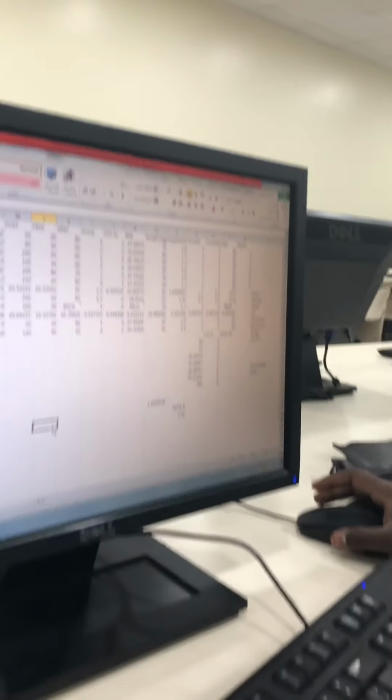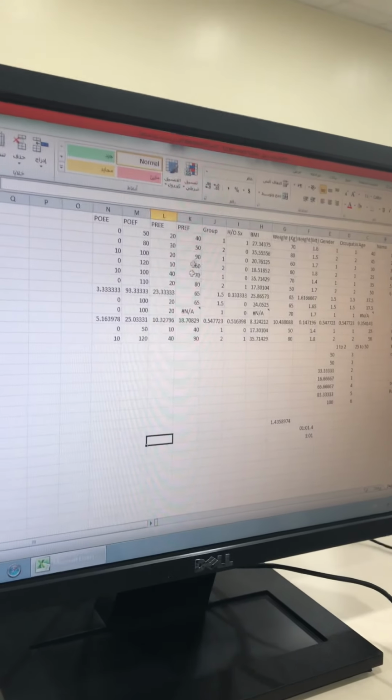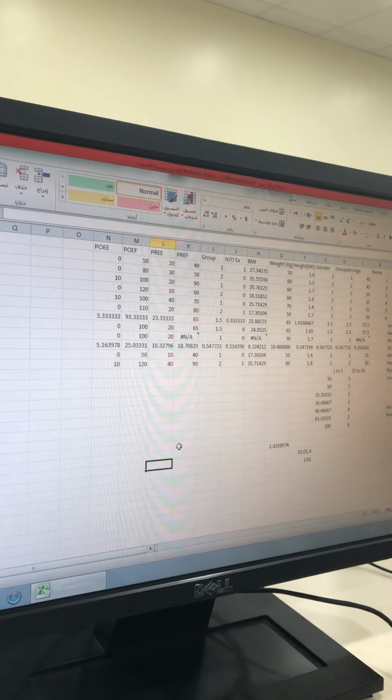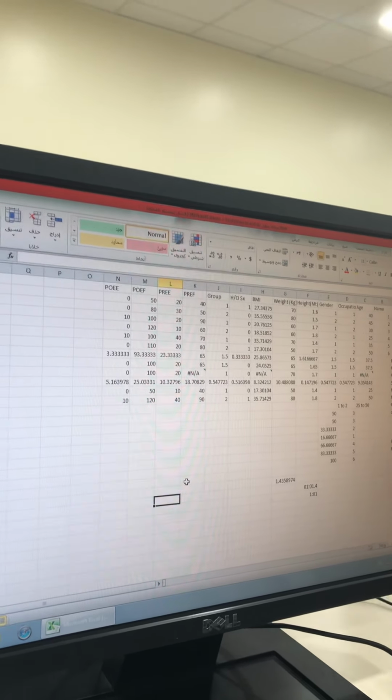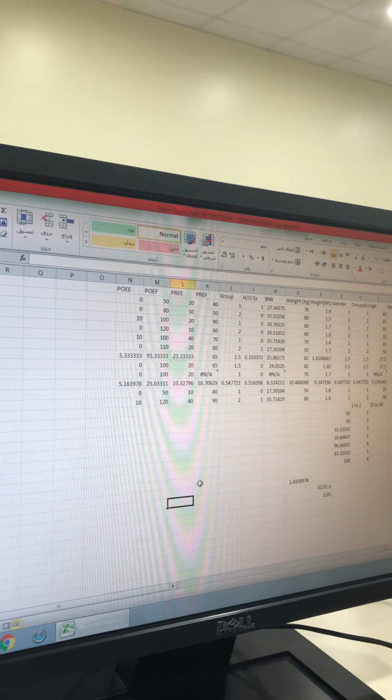Next one is bivariate analysis. That means analyzing two variables in terms of pre-post analysis, or in terms of right-left analysis, or in terms of ratios. We will do bivariate analysis.